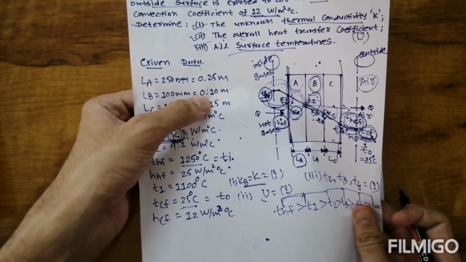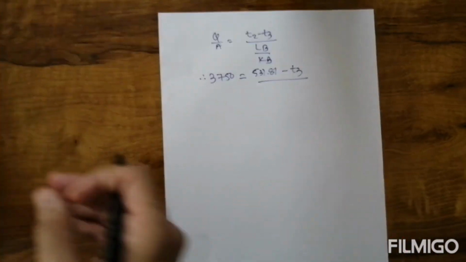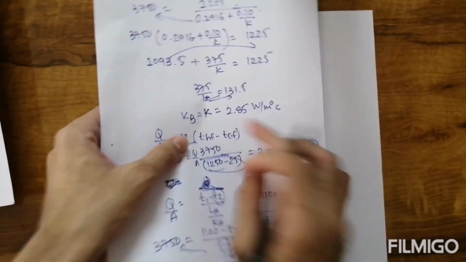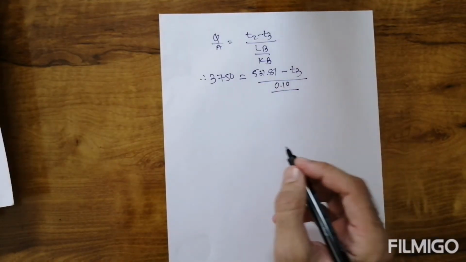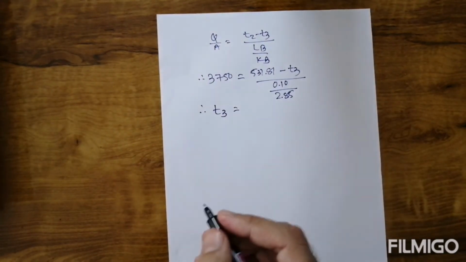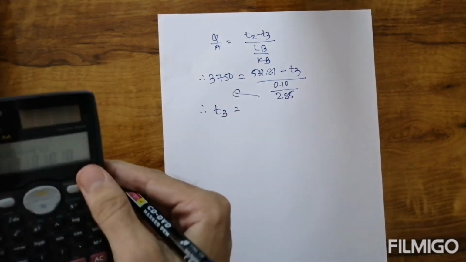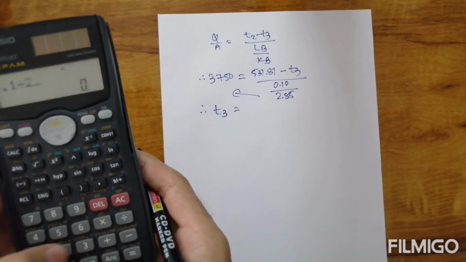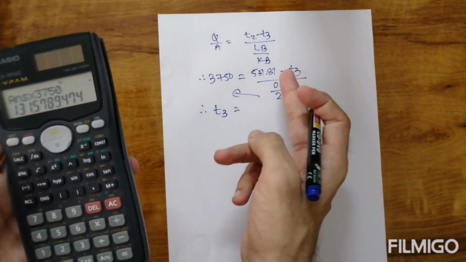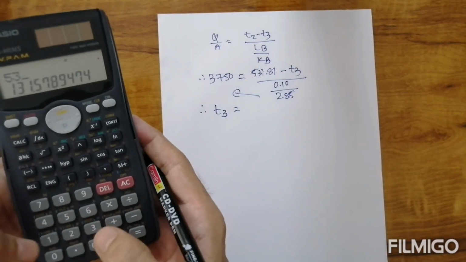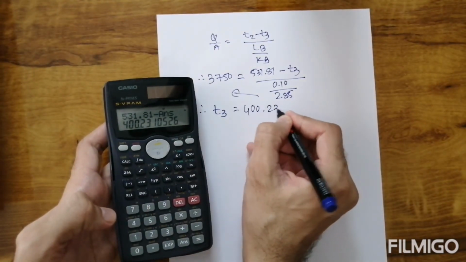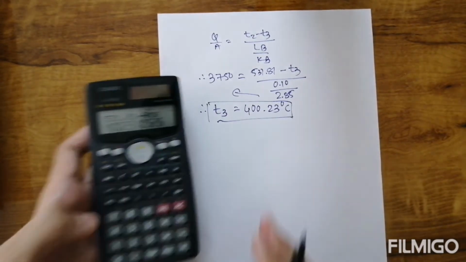LB is 0.10 and KB, already found, is 2.85, so 0.10 divided by 2.85. From that equation we can find the value of T3: 0.1 divided by 2.85 multiplied by 3750. Then 531.81 minus that answer, so our T3 is 400.23 degrees Celsius. T3 is over.